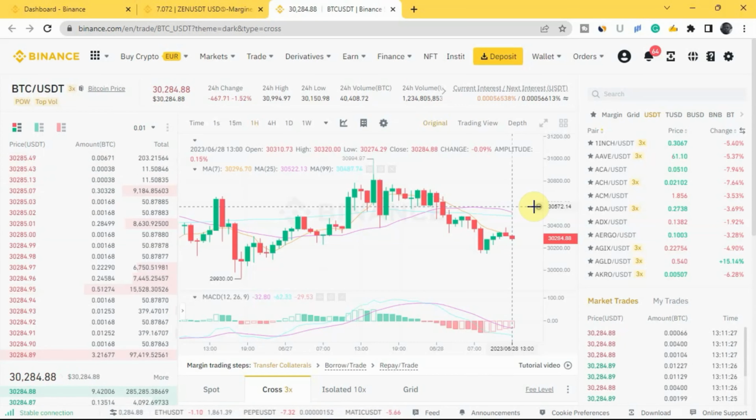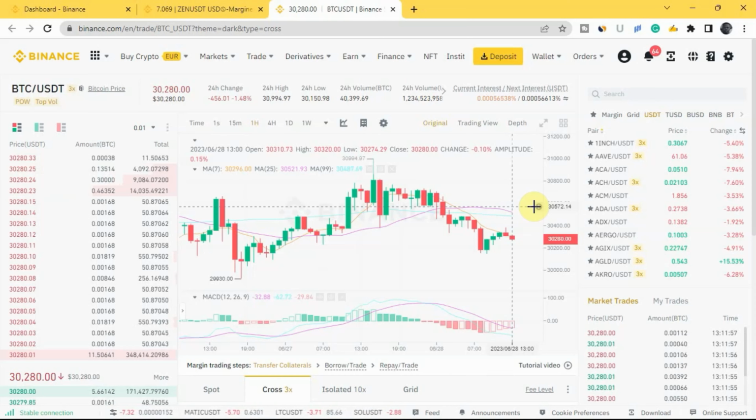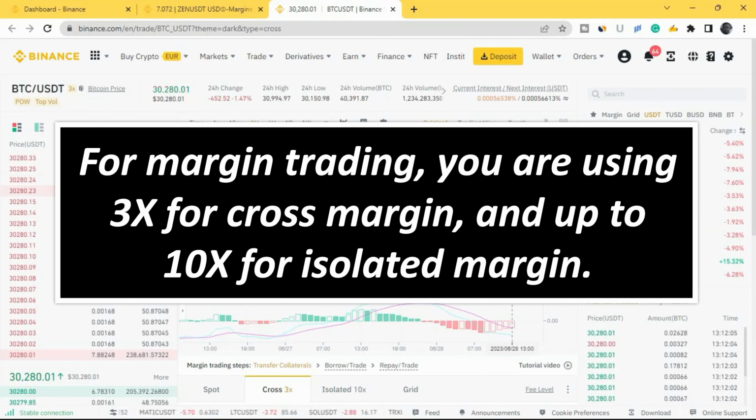Now, the second difference is concerning leverage. In case you don't know, you are using leverage in both futures and margin trading. What's the difference? For futures trading, leverage can vary from 10x to 50x to 75x and even 125x, whether you are using cross margin or isolated margin. Also, the leverage can vary depending on the trading pair that you are using. For margin trading, you are using a smaller amount of leverage. You are using 3x leverage for cross margin trading, while you are using up to 10x leverage for isolated margin trading. So you need to take note of that.